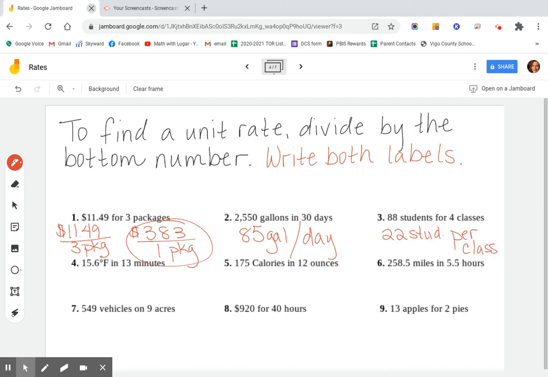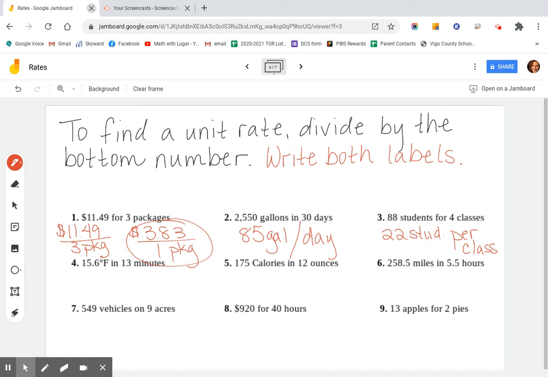Remember, there's different ways to write each of these. So I've been showing you one of each of those ways to write it so far, but all of those mean exactly the same thing. 3.83 for every one package, 85 for every one day, 22 for every one class. It's always about having a 1 on the bottom.